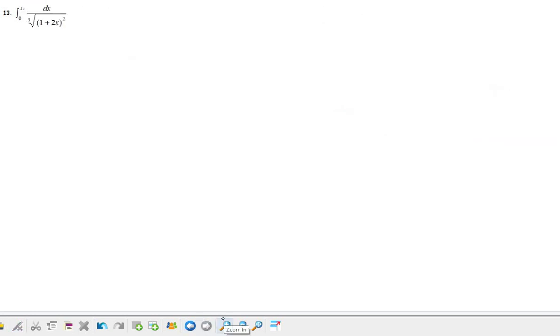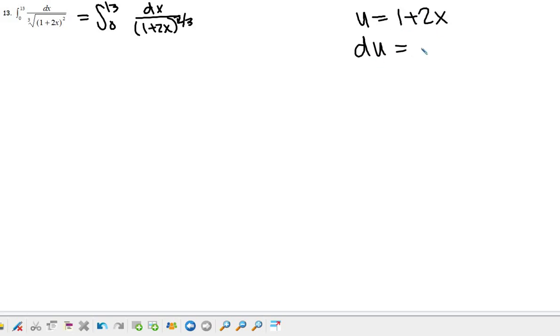Okay, number 13. So I'm going to let u be what's under the radical. There's a lot happening, right? So it may help you see this a little bit better if you write it as a single fraction, so 1 plus 2x to the 2 over 3. So I would let u be 1 plus 2x, which means du would just be 2 dx. So again, if I need a 2 in here, I need to put a 1/2 on the outside.